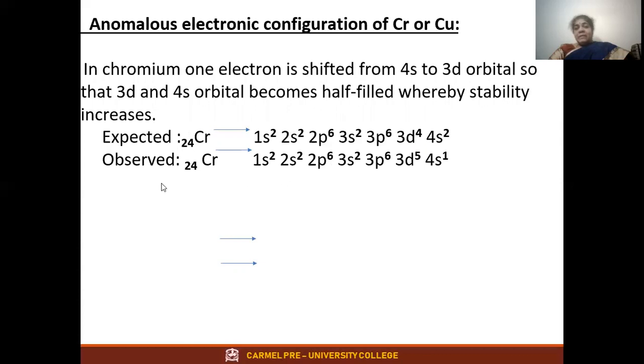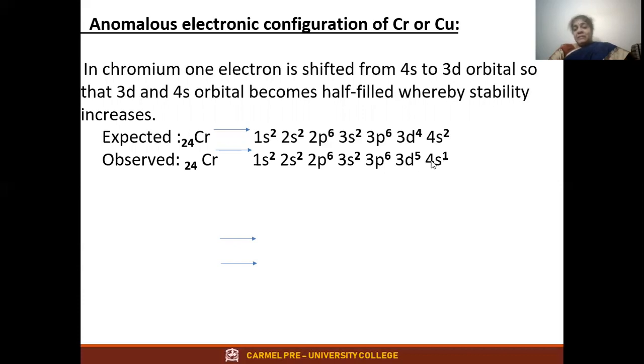So what happens to the configuration now? 1s2, 2s2, 2p6, 3s2, 3p6, 3d5 and 4s1. Now when one electron went to D, D also became half filled, S also became half filled. Which do you prefer? Half filled for both, or completely filled for one and partially filled for the other? We prefer half filled for both. So that is why the expected configuration for chromium is 1s2, 2s2, 2p6, 3s2, 3p6, 3d5 and 4s1.